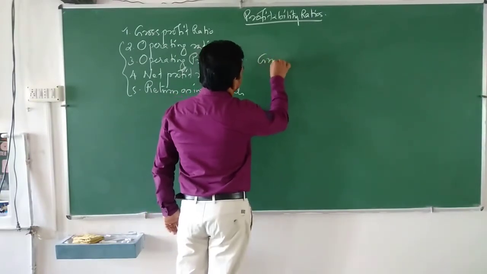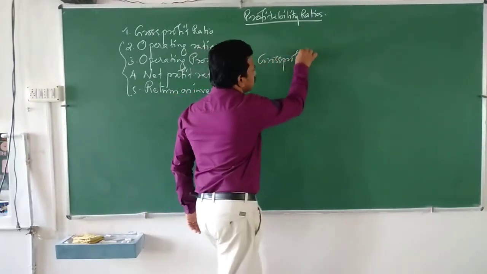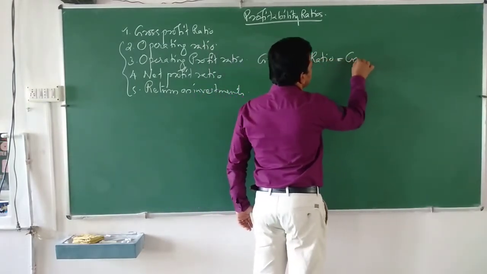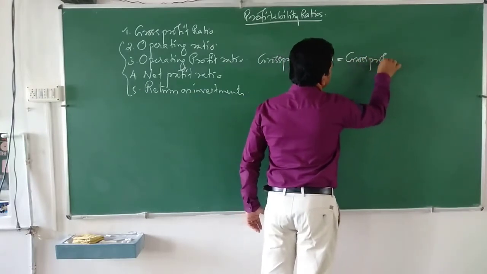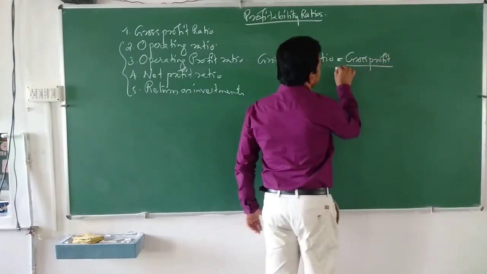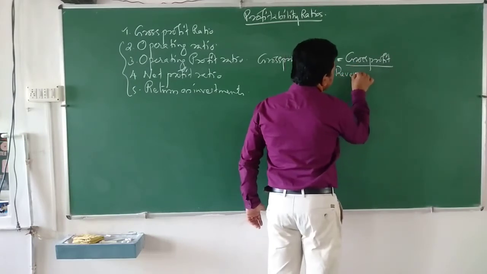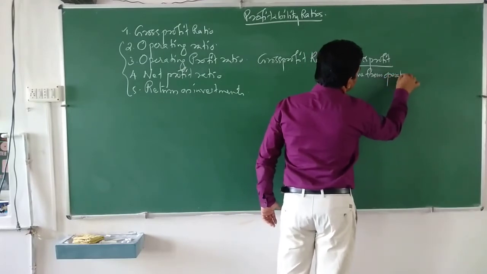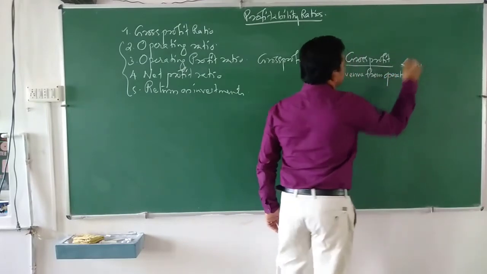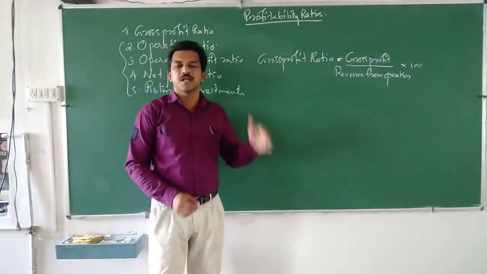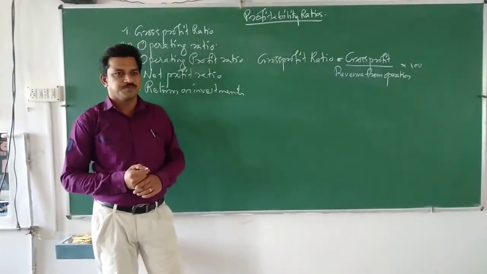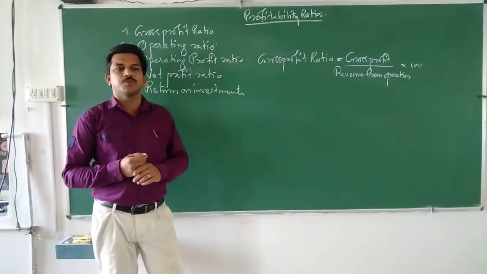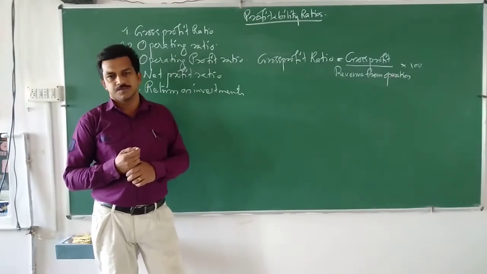Gross profit ratio is equal to gross profit divided by revenue from operation into 100. Gross profit divided by revenue from operation into 100. So gross profit ratio is equal to gross profit divided by revenue from operation into 100.